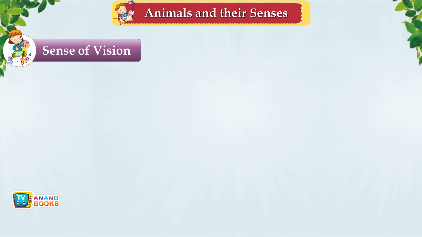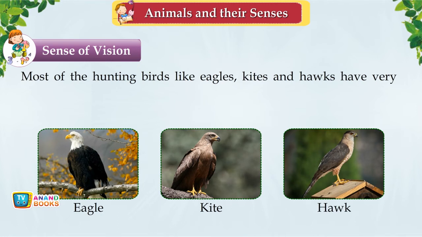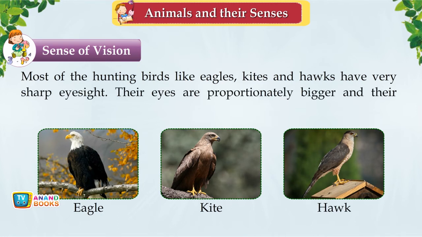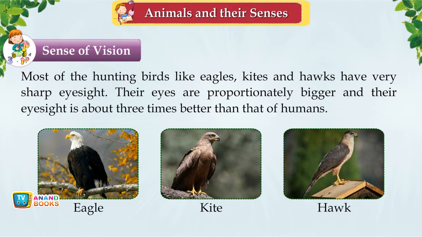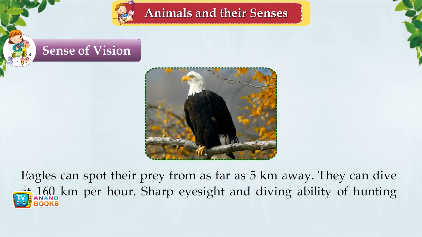Sense of vision. Most of the hunting birds like eagles, kites and hawks have very sharp eyesight. Their eyes are proportionately bigger and their eyesight is about 3 times better than that of humans. Eagles can spot their prey from as far as 5 kilometers away. They can dive at 160 kilometers per hour. Sharp eyesight and diving ability of hunting birds help them catch their prey.